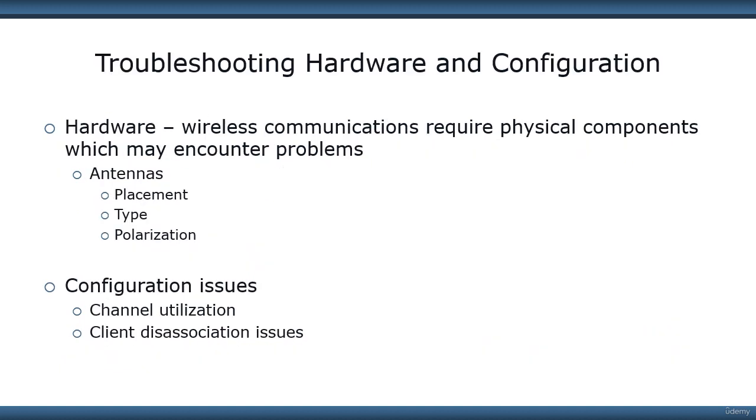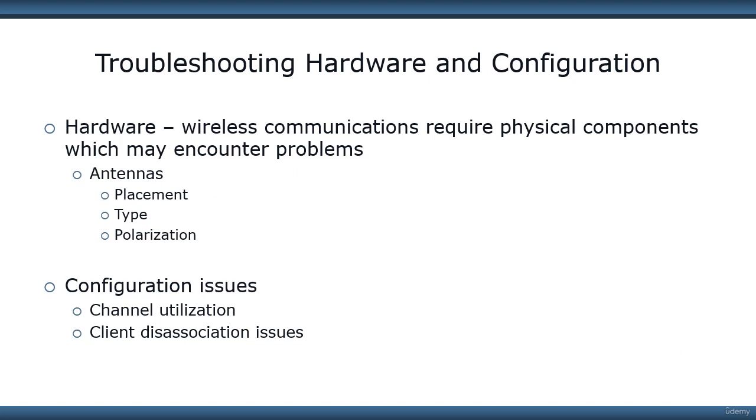We also have the potential for hardware and configuration issues. Okay, hardware, obviously wireless communications requires physical components. Those physical components can encounter problems that could include antennas, the placement of the antenna, the type of antenna. So we discussed that. We're talking about site surveys. We need to make sure that signal issues aren't just due to the wrong antenna. And if it's consistent across multiple systems in a particular area, then that's likely. Maybe we need a different type. We need a more directional antenna. Or we could adjust the polarization of the antenna.